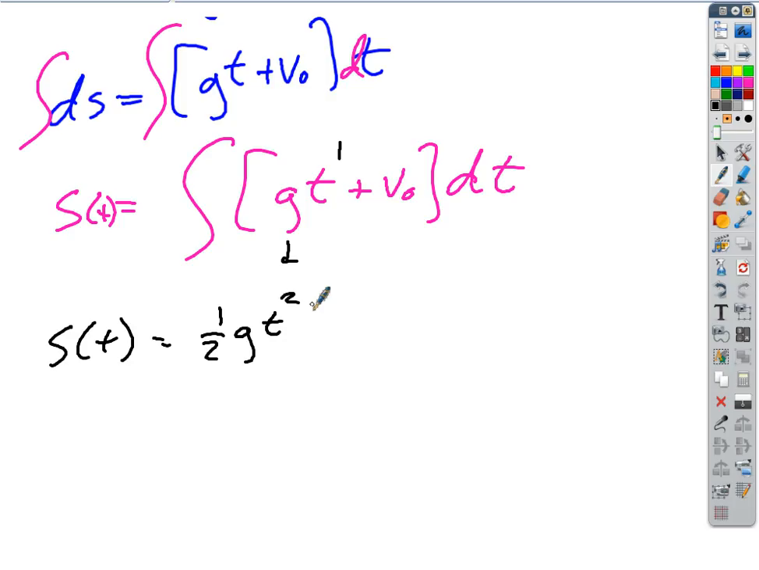Okay. And then what about v naught? What's the antiderivative of v naught, which is a constant, dt? V naught t. Plus, call it c2.